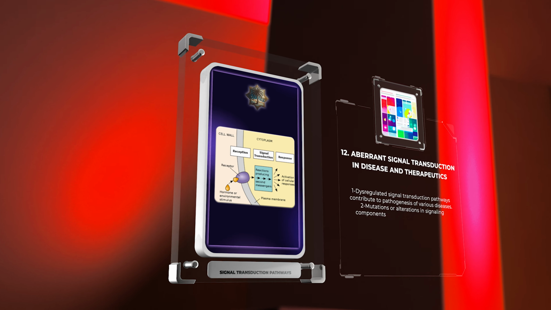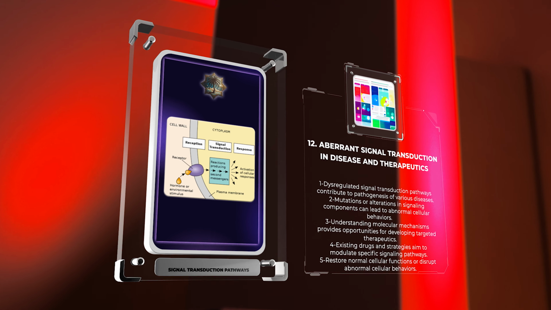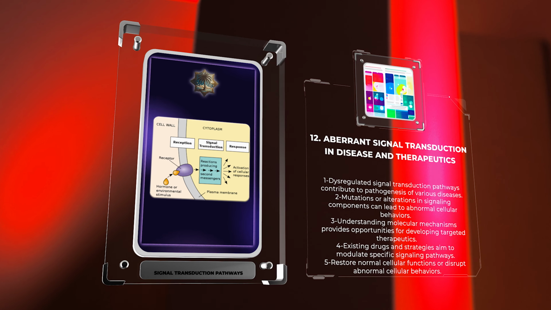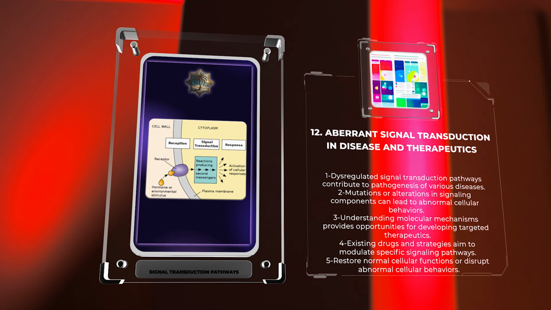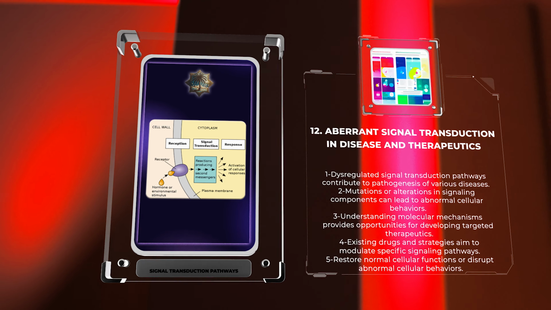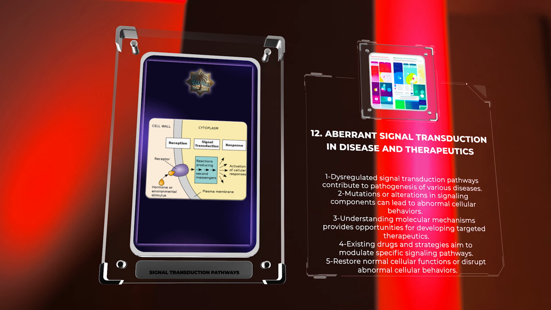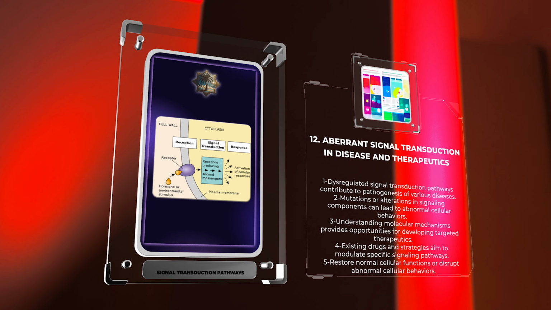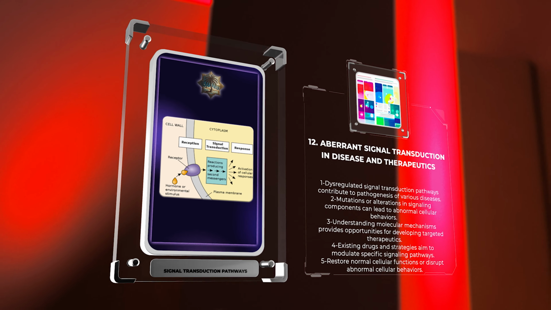Dysregulated signal transduction pathways contribute to the pathogenesis of various diseases, including cancer, neurodegenerative disorders, and cardiovascular diseases. Mutations in signaling components or alterations in their activities can lead to abnormal cell proliferation, survival, and differentiation. Understanding the molecular mechanisms underlying aberrant signal transduction provides opportunities for developing targeted therapeutics. Many existing drugs and therapeutic strategies aim to modulate specific signaling pathways to restore normal cellular functions or disrupt abnormal cellular behaviors. In conclusion, cell signaling is a complex process that controls many cell functions.